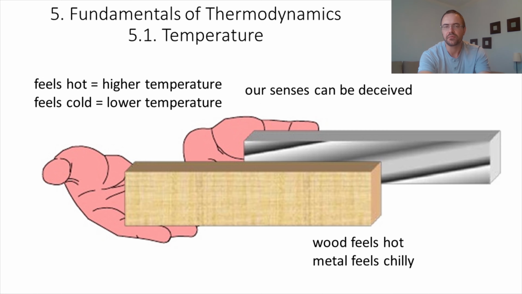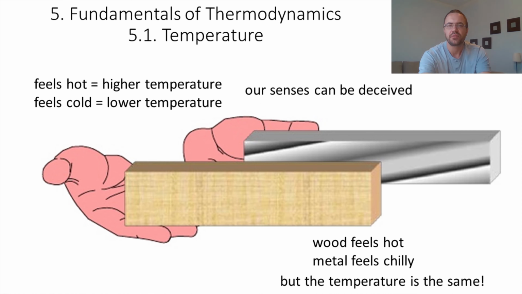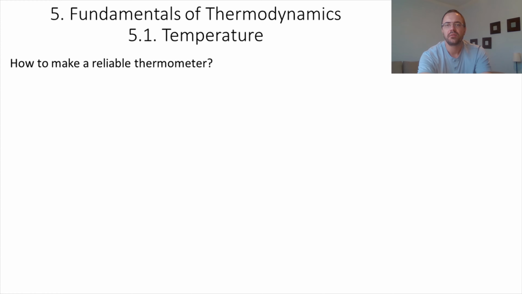The same thing if you sit on a metal bench or a wood bench. Even if they have the same temperature, the metal bench would feel colder. And if they are in the same room or in the same atmosphere for a long time, you know that they must have the same temperature, right? So your senses can give you the wrong information when you want to use them to measure the temperature. And so that's why we invented thermometers. So how do we make a reliable thermometer?